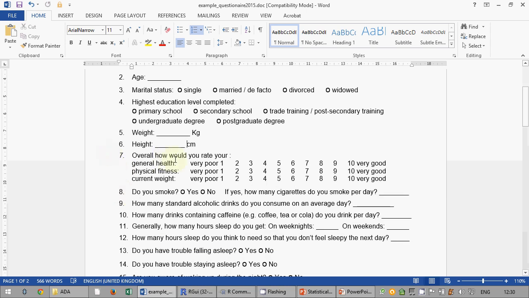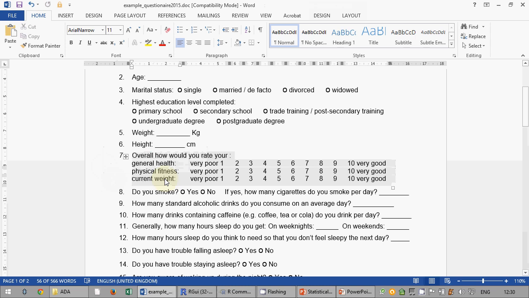Okay, overall, how would you rate your general health, physical fitness, current weight? These are three different variables, even though the question is the same one. So it's written as question number 7. It's not 7, it should be 7, 8, 9. These are three variables. You usually use this trick because people get bored easily, and if you put three questions into one, they have the impression that they are answering fewer questions.